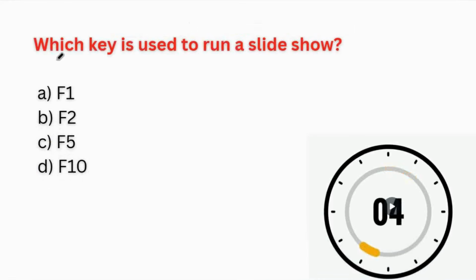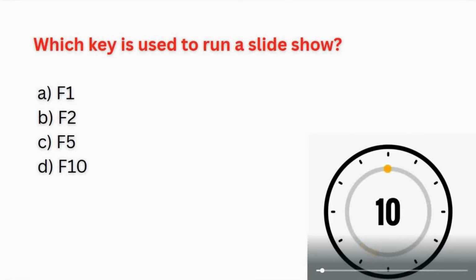Now, next question. Which key is used to run a slideshow? Option A, F1, option B, F2, option C, F5, option D, F10. Choose the correct answer. Your time starts now. 5, 4, 3, 2, 1, time's up. Correct answer is F5. F5 is used to run the slideshow.